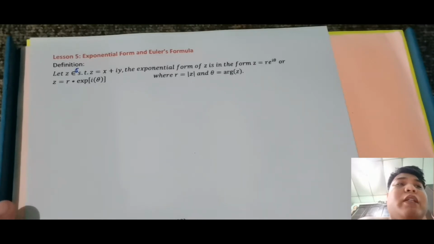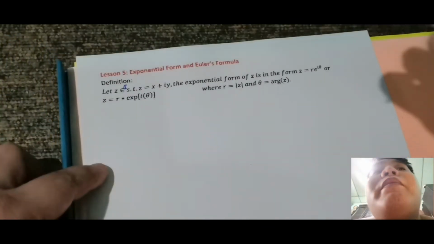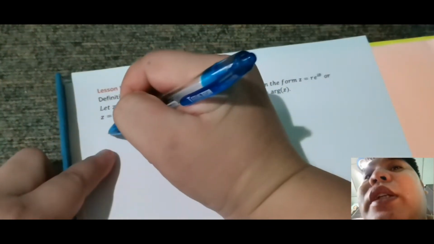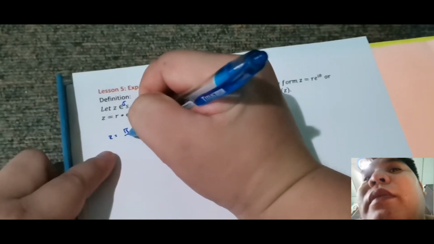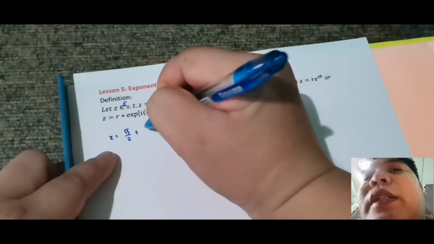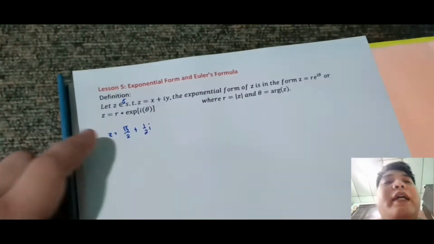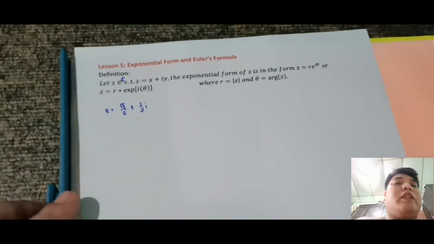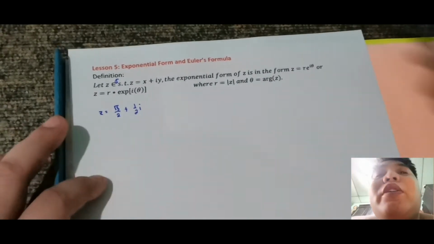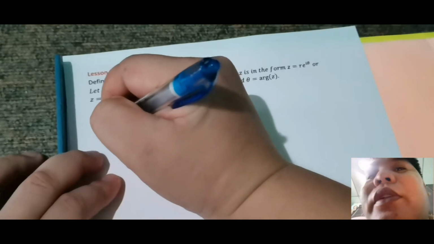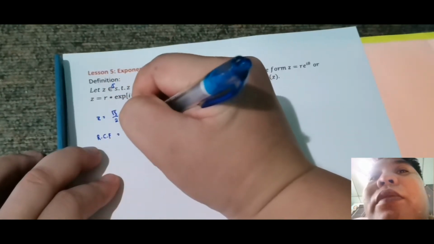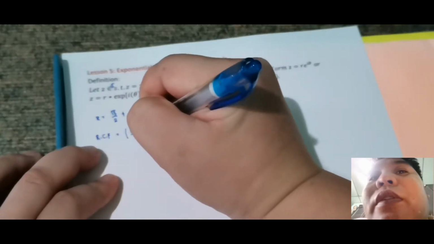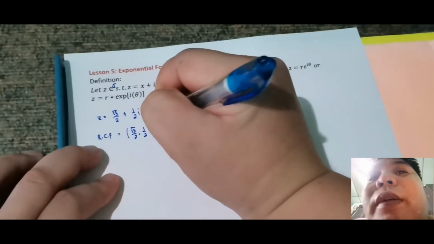So, sisimplihan ko lang yung mga example, tapos pakita ko na rin yung iba. So, for example, number 1. Let's say, meron tayong Z. Z is equal to square root of 3 over 2 plus 1 half i. Note that yan ay naka-standard form. So, ano yung kanyang RCF? Yung RCF nito is equal to square root of 3 over 2, 1 half.